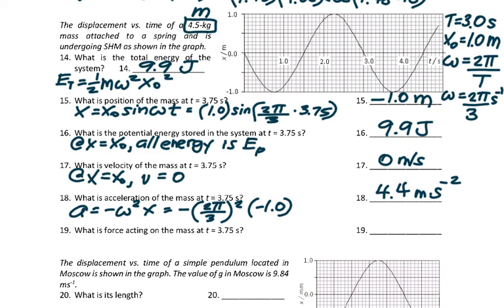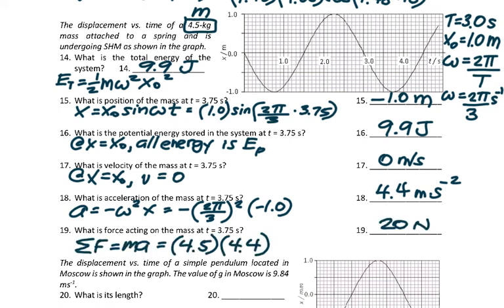And then number 19 is some classic F equals ma action. Now that I have the acceleration and I know the mass, I can use F equals ma to get the net force. There's no damping force or any other external forces, so it's just F equals ma, which to two significant figures yields me 20 newtons as the force. Positive force because it's a positive acceleration.